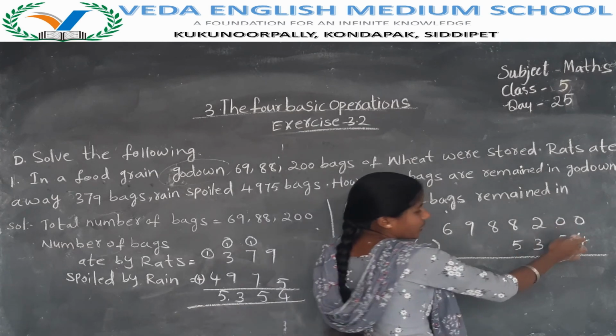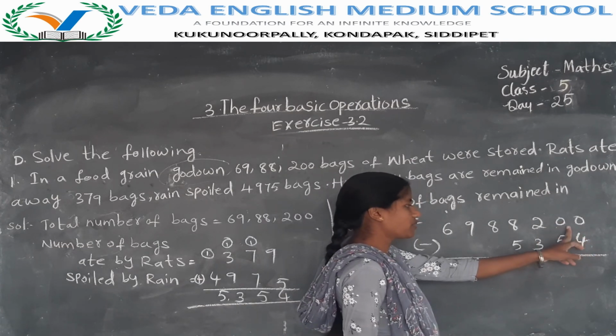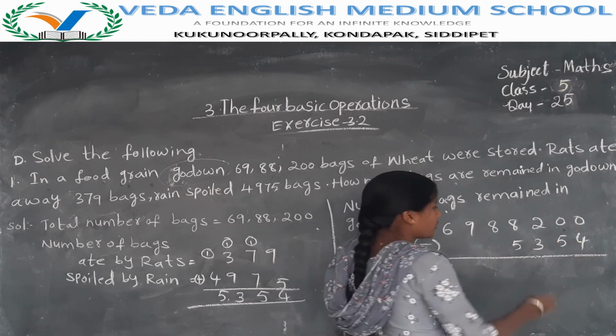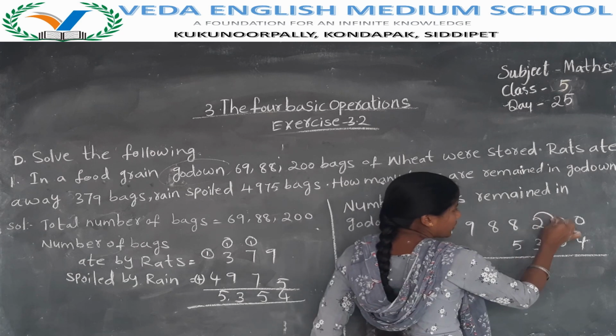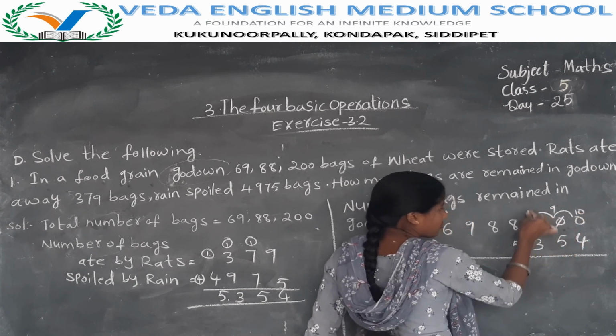Now, is 0 minus 4 possible? No, not possible. Then what you have to do? You have to take borrow from the next number. But here the next number is also 0. So you have to take borrow from the next number. 2 to first 0, first 0 to second 0. Here 0, here 9, here 2 becomes 1.